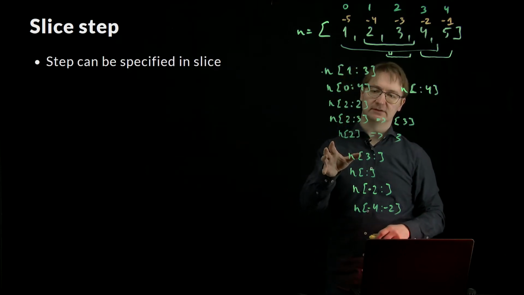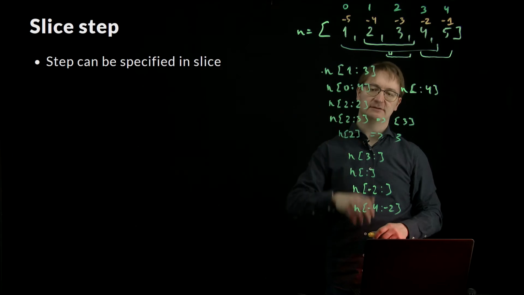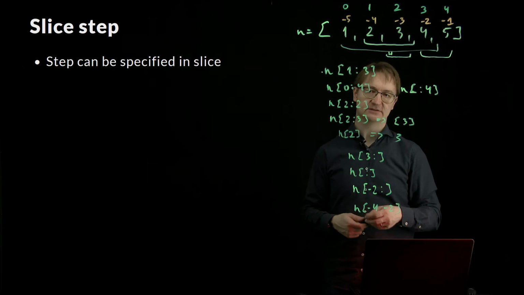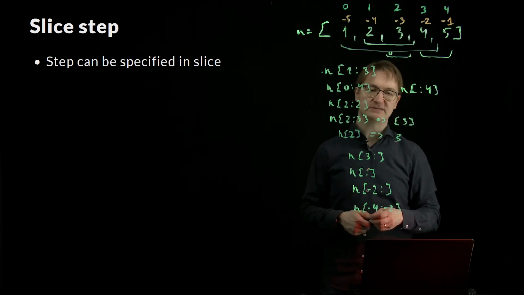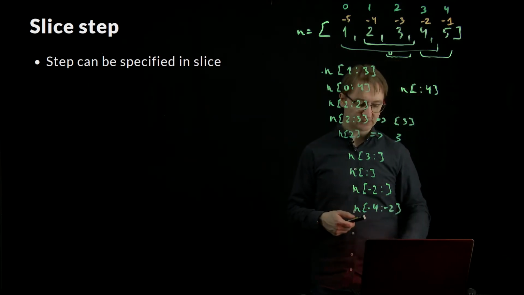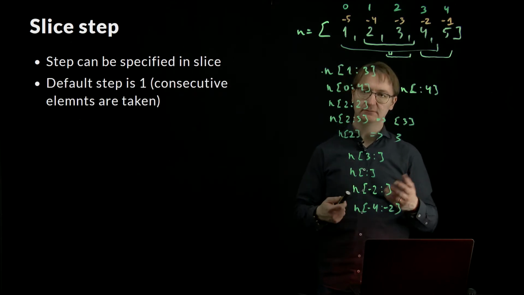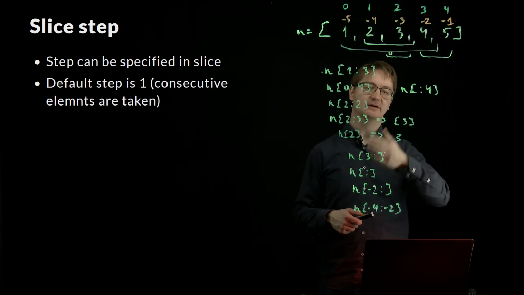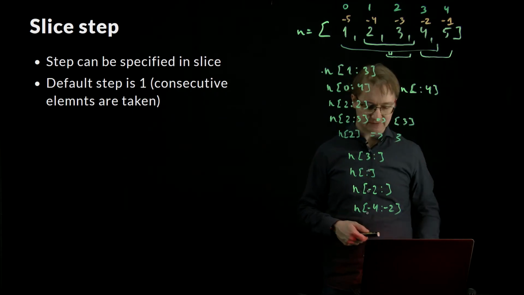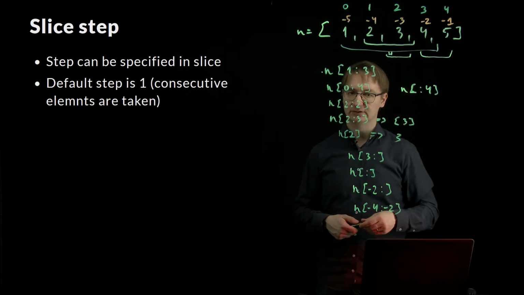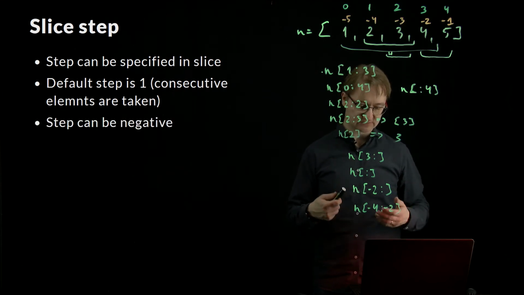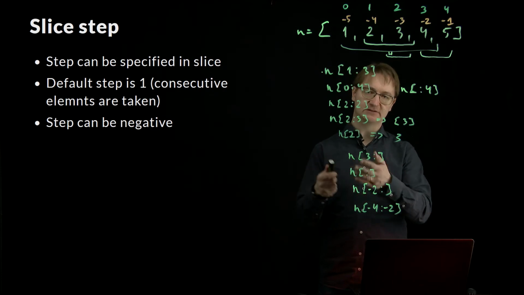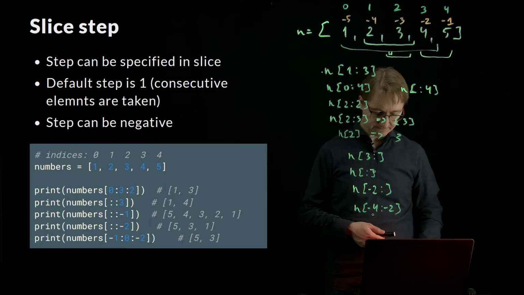Along with the start and end indices, we can use a third value inside the slice to specify the step. By default, the step is 1. So 1 basically means that we take every element in a row, or consecutive elements, but we can do it differently. We can specify a concrete step, and then we can take, for example, every second or every third element.